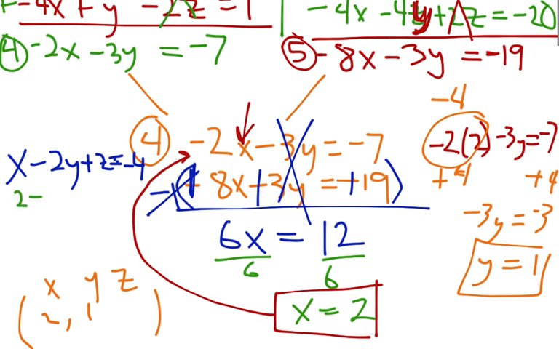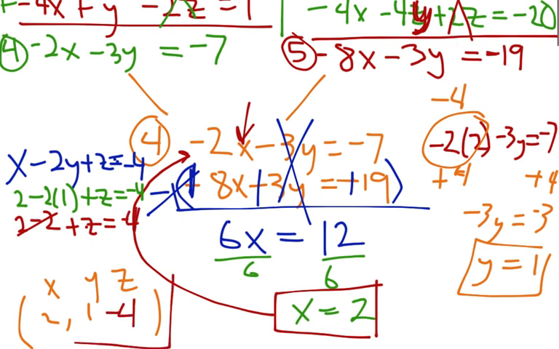I got 2 minus 2 times 1 plus z equals negative 4. Okay? So now we go ahead and work it out. This is going to give me 2 minus 2, which should give me 0, plus z, which equals negative 4. Okay? So that's my solution for z. It's negative 4. And those are my 3 variables all solved for. 2, 1, and negative 4.